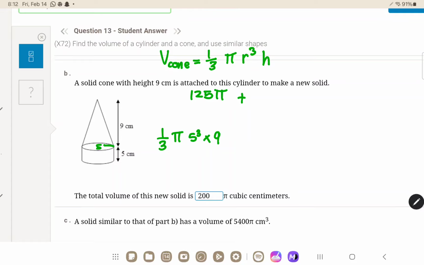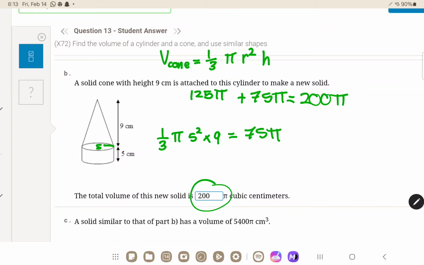I'm getting something wrong. Okay, my bad. I was reading the formula from the paper in front of me wrong. It's r squared. Sorry, guys. Memorize this formula, it's r squared. I don't know where I got the cube from. That's a different formula we're going to use later. So now we got the correct one, which is 75 pi. That's your answer. So 125 pi plus 75 pi gives you 200 pi. And that's how you find this answer.